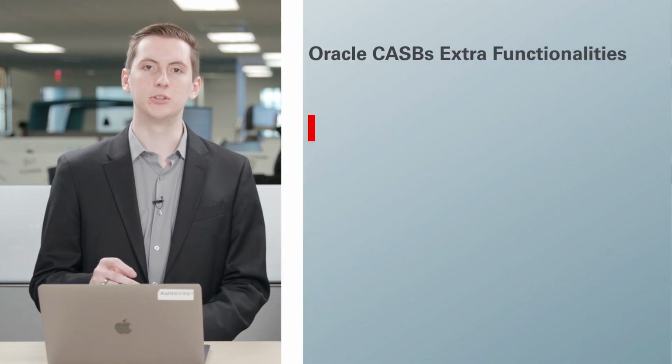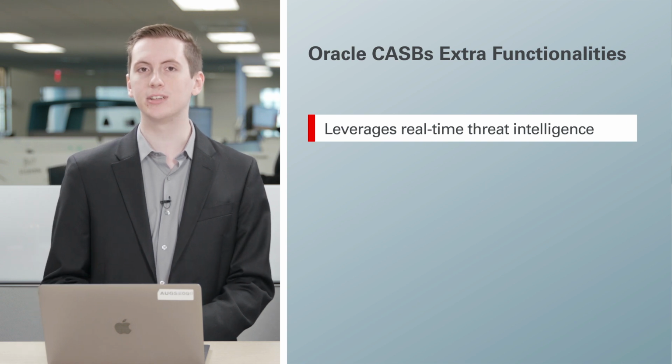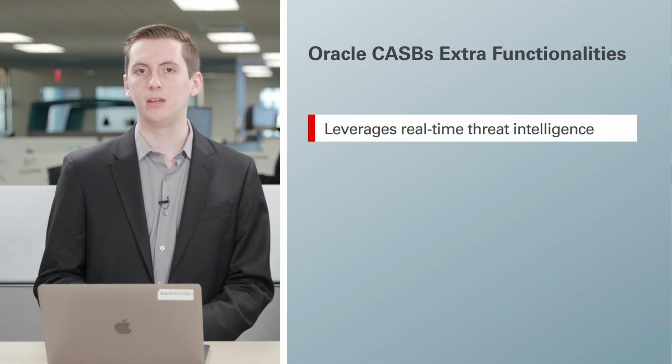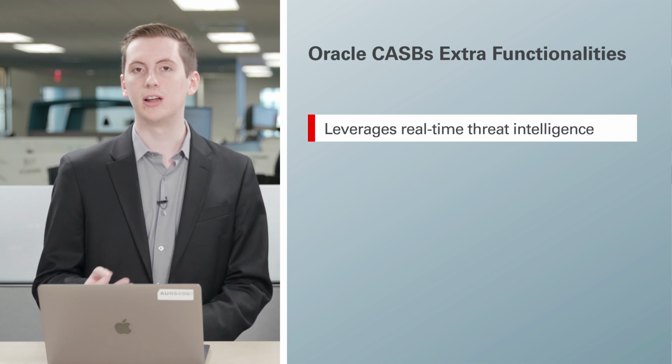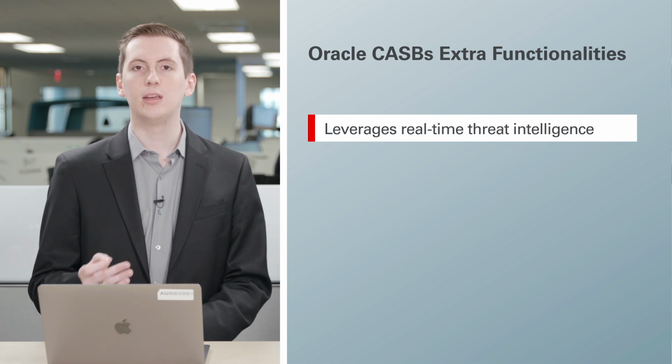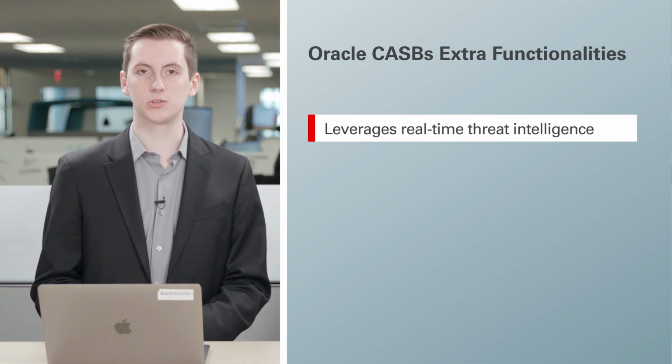Oracle CASB provides other functionality based on machine learning and incident response capabilities. Oracle CASB leverages real-time threat intelligence from your cloud providers and applies machine learning techniques to establish a baseline behavior pattern. Current user activity is compared to the baseline to identify anomalous user behavior, and alignment with the baseline is calculated as a user risk score.